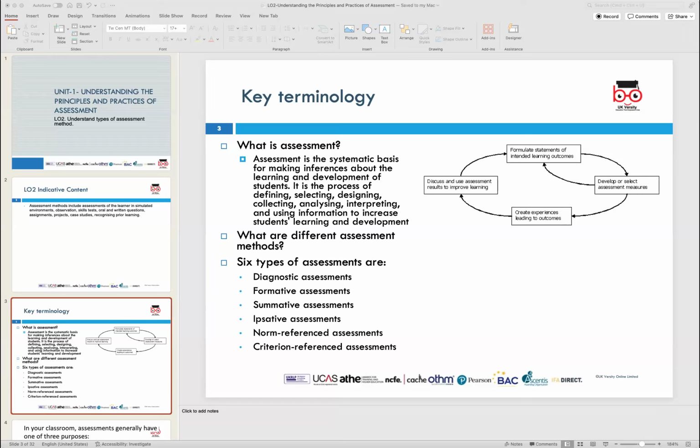So summative is end point assessment. That means it is done towards the end of the course, end of the unit, end of the module, and it confirms the understanding of what the learner has gained as knowledge and skills. That would be summative assessment.